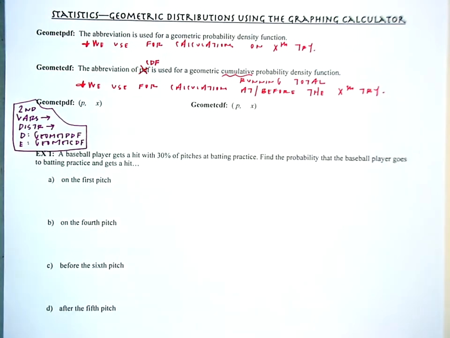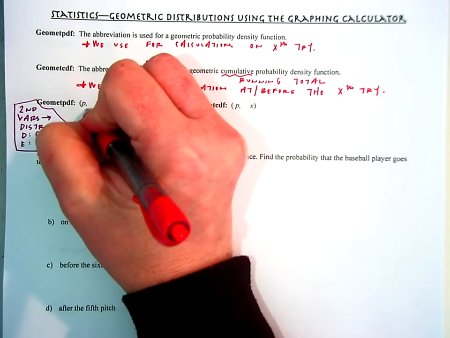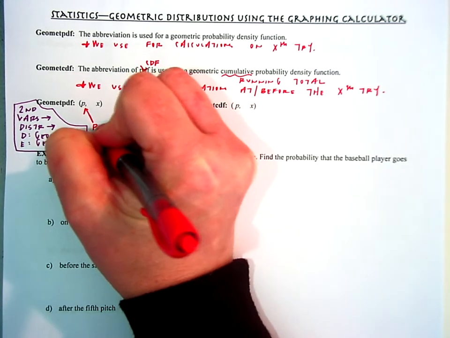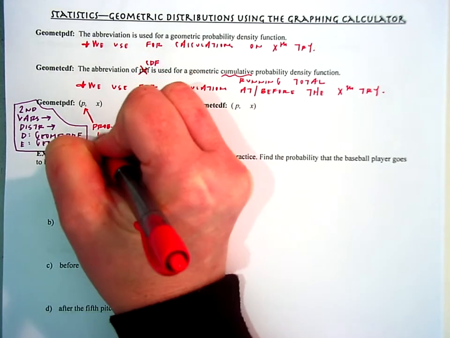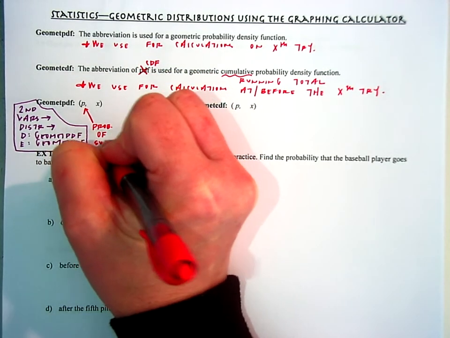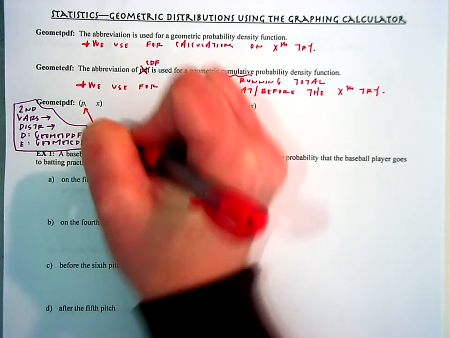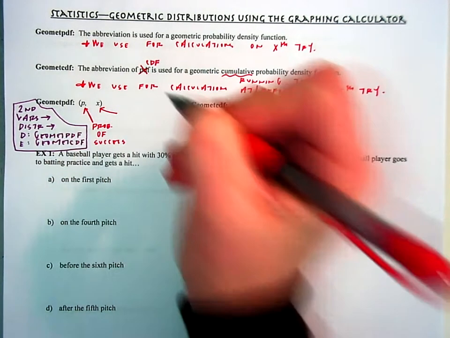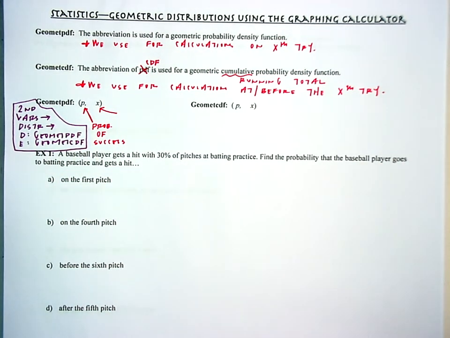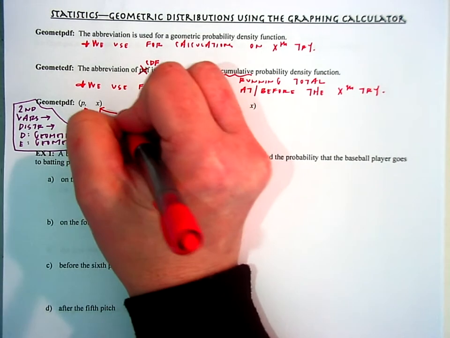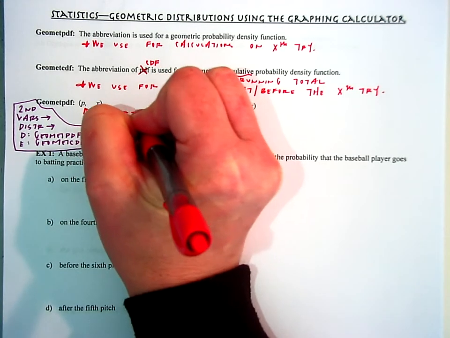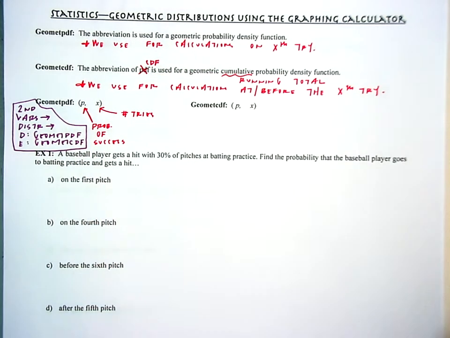Okay, so if we're using GeoMet PDF, we put in that p-value first, the probability of success. And then x is, well, the number of tries until we get to our success. So if I'm getting success on my third try, I would put in a 3 for the x value. So this is that number of tries until we achieve our success.